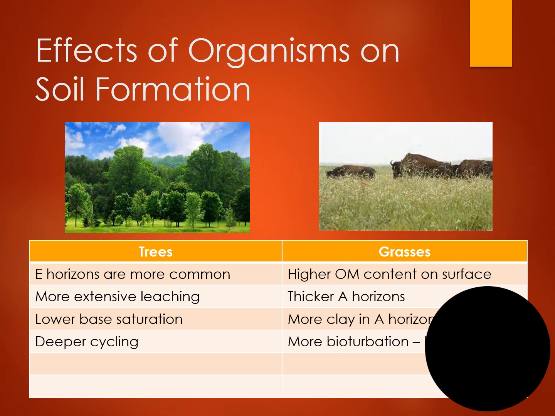Conversely, when we look at grasses, we're going to see way more organic matter content at the surface from all those fibrous roots just filling those A horizons with massive amounts of organic carbon. And we're going to have way thicker surface horizons or A horizons because of that. We're also going to see more clay at the surface and way more bioturbation. That's basically the movement or the turning of things in soil by microorganisms or animals and bugs and critters, if you will.